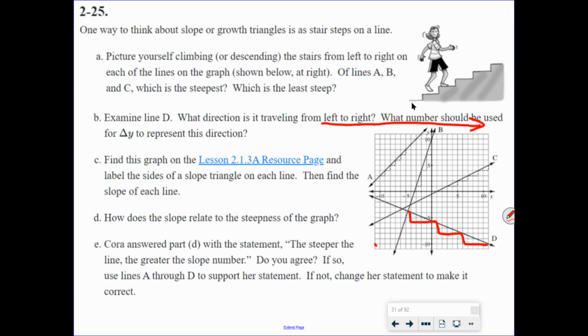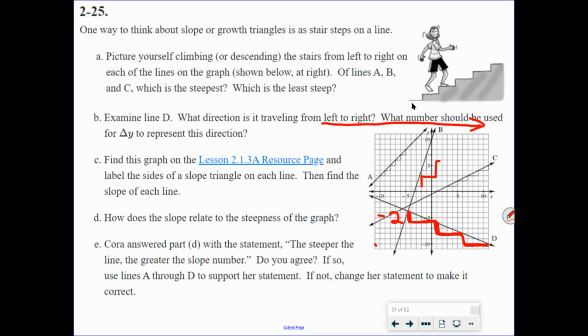What number should be used to represent change in y, the delta y, this value right here? Okay, what would the change in y be? It would not be 2, because 2 would imply I'm going up, like right here. This would be negative 2. So if you're going down steps, and that's one of the hardest things to remember, if you're going down steps from left to right, it is going to be a negative change in y.